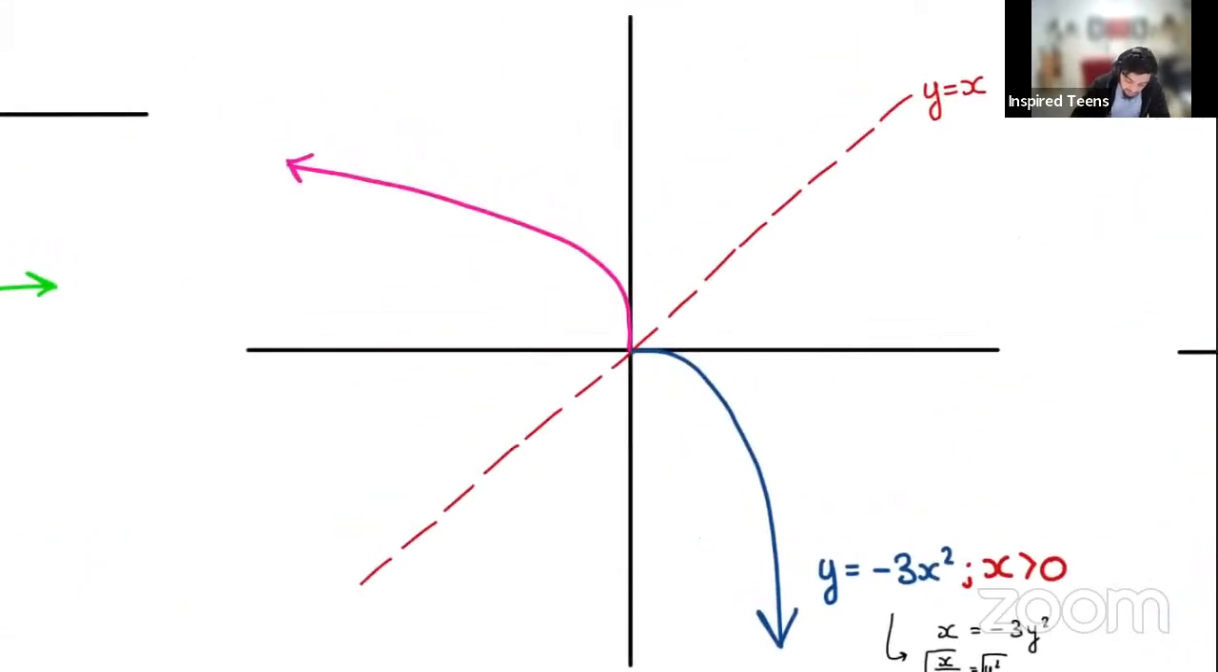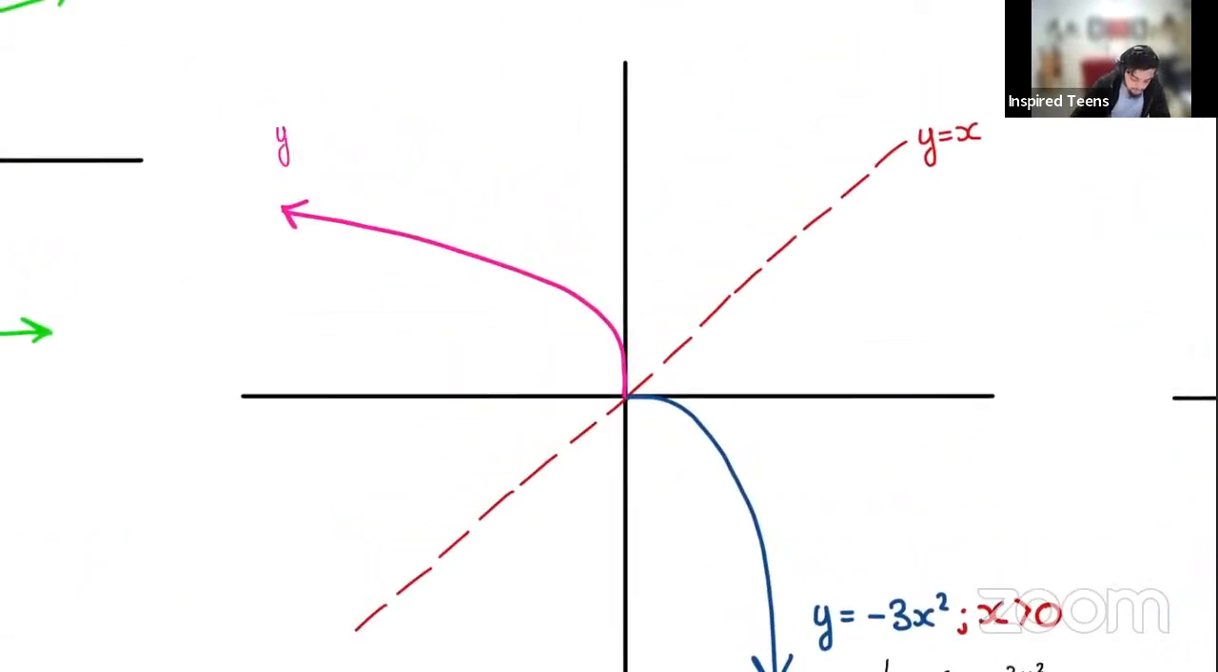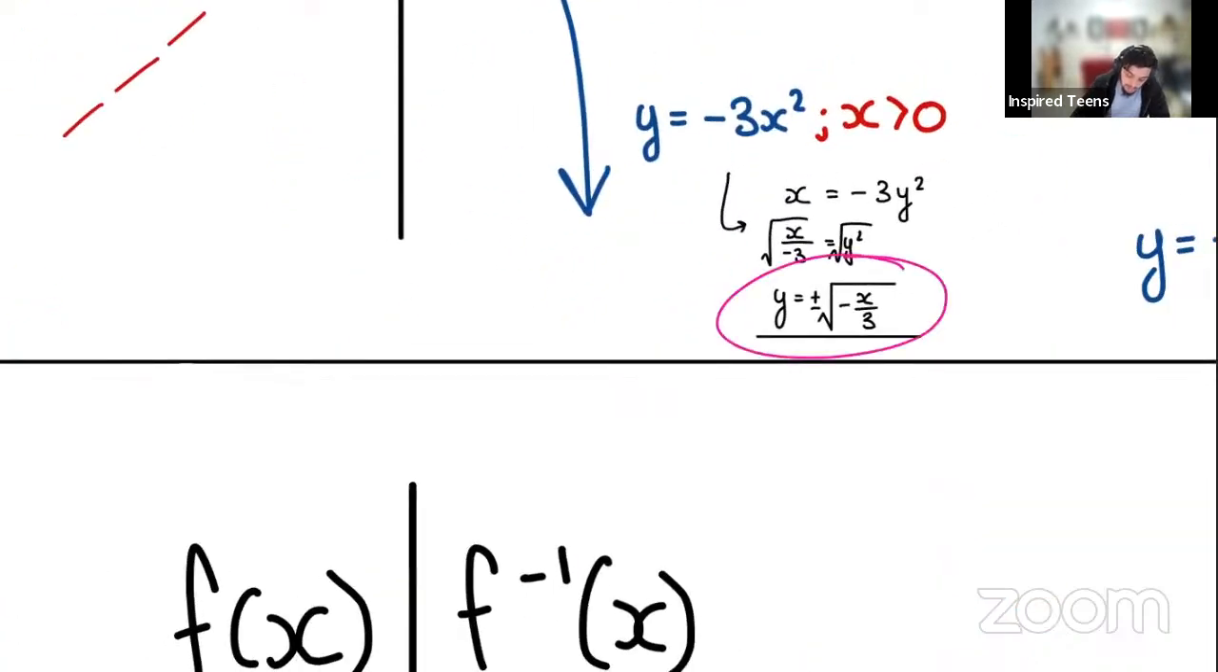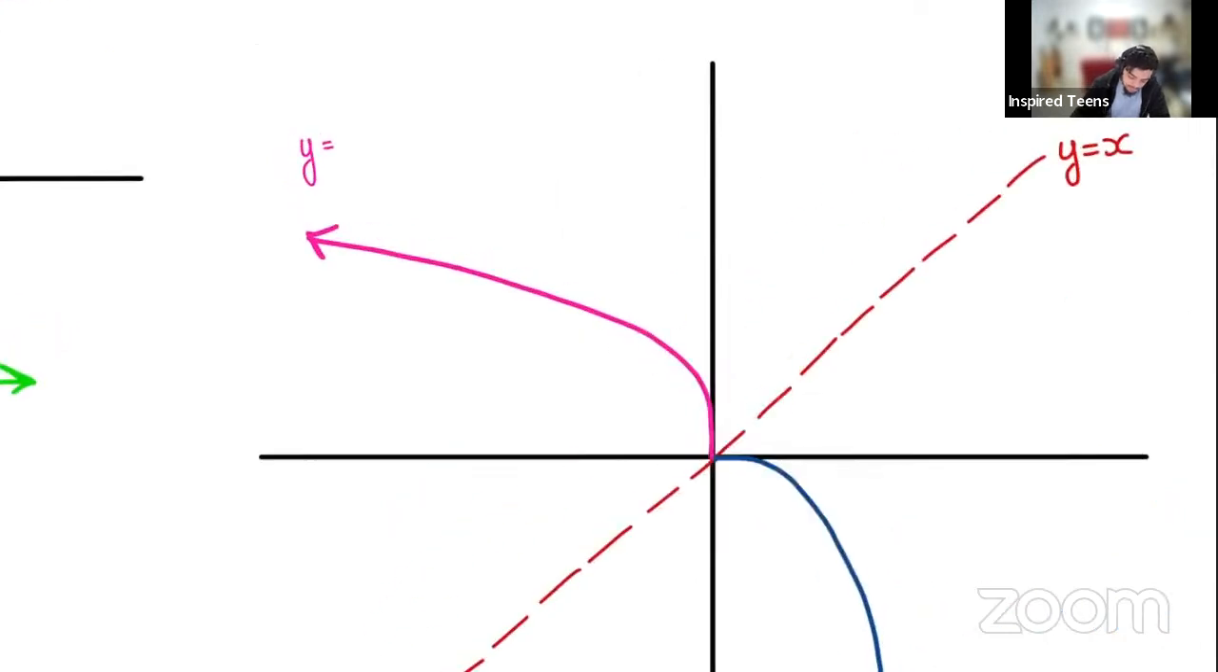So firstly, let's write it. Our equation here is y is equal to... am I going to take the negative or positive one? I am going to take the positive one because it's above the x-axis where the y values are positive. So it's positive square root of negative x over 3.